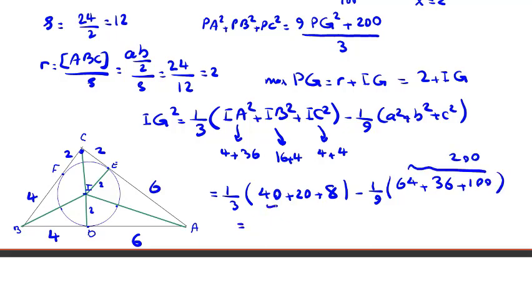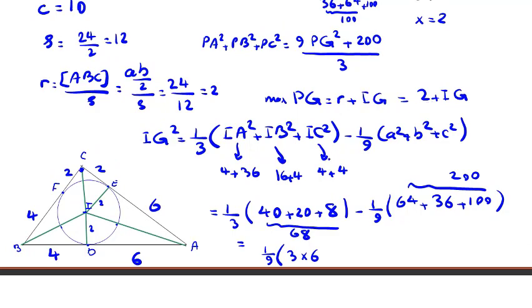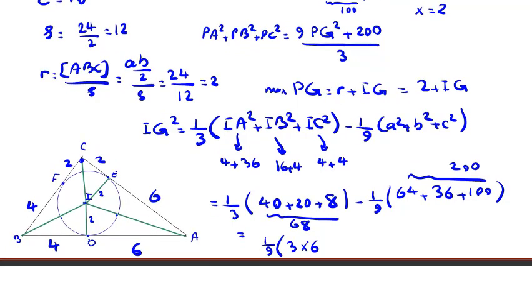Now, this part is 68. So it is 1/9 of 3 times 68. Let's see, PG is 2 plus IG. So we should find IG and then replace it here to calculate. So it equals 3 times 68 minus 200, factoring out 1/9. So it will be 1/9.